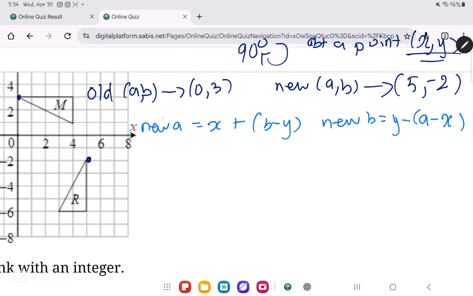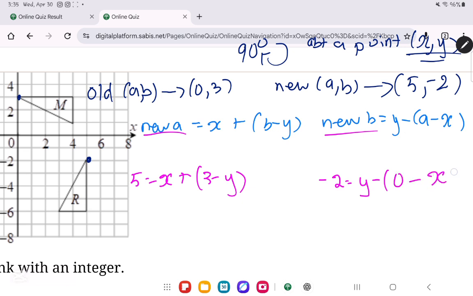So look, our new A is what? Our new A is 5. 5 is equal to X, that we need to find, plus B. What is our old B? Our old B is 3 minus Y. We also need to find Y. New B, our new B is minus 2. Minus 2 is equal to Y, that we need to find, minus A, our old A is 0, minus X, that we need to find.